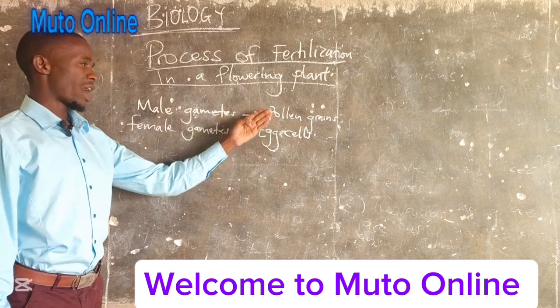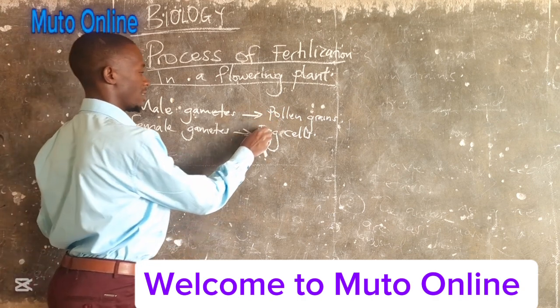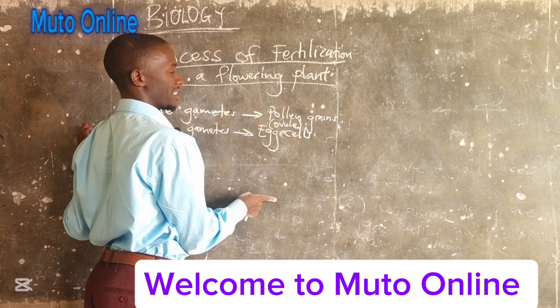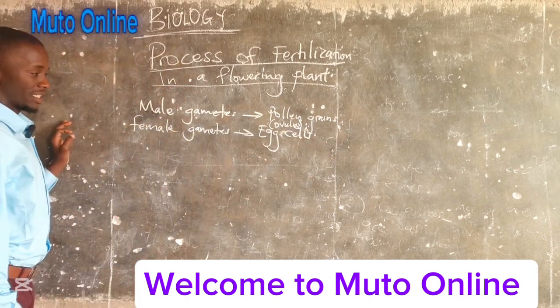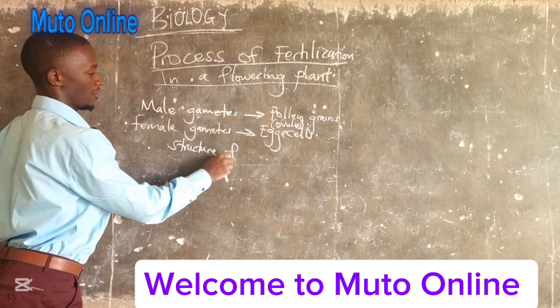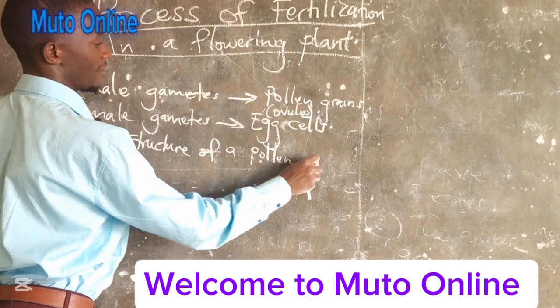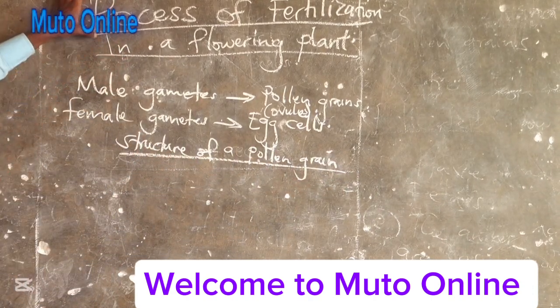So before we go in further, let's first look specifically at how the ovules look and how the pollen grains look. Let's look at the structure of a pollen grain first, because we are going to need this information as we describe this process.